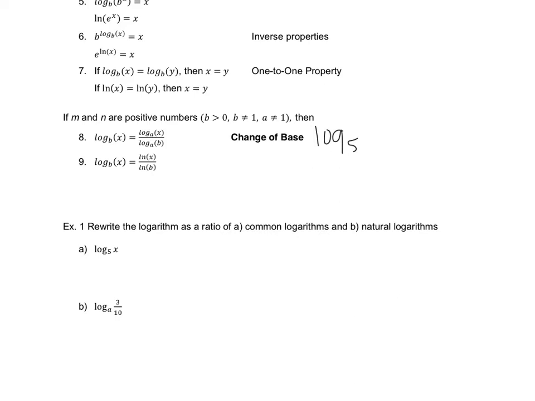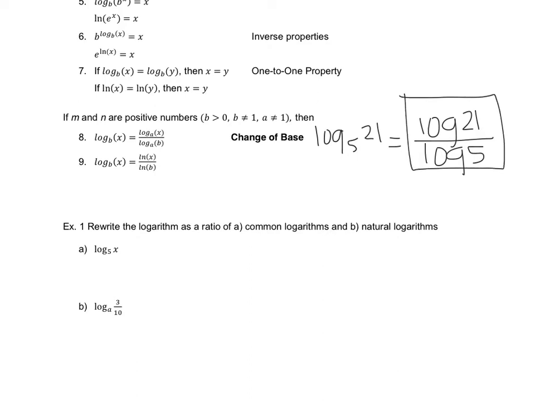So let's say I have the log base 5 of 21, for instance, and they wanted me to change the base. What you can do is simply write it as the log of this big base, 21, divided by the log of the little base, so log of 5. And there you have it. That's how you would change a base.